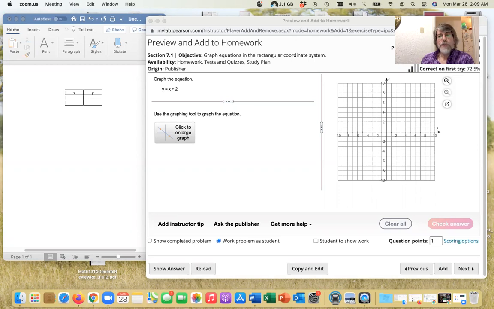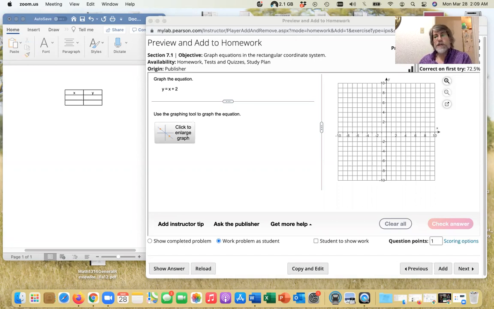In this video, I want to show you how graphing tools work in MyMathLab to draw straight lines. Now, you can draw many shapes in MyMathLab: lines, parabolas, circles, V shapes, all kinds of shapes. Of all of those, the easiest by far is graphing a straight line.